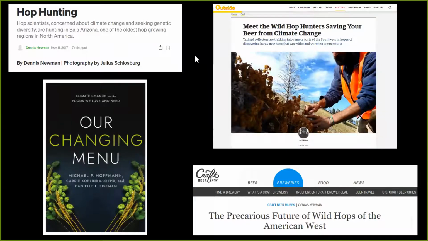And our findings were also, our field work was covered in some popular press and in various magazine articles. Most recently, a book out of Cornell University Press interviewed me for a little segment of this book about how climate change is changing the crops that we love.